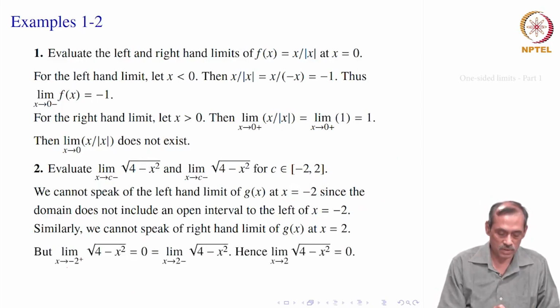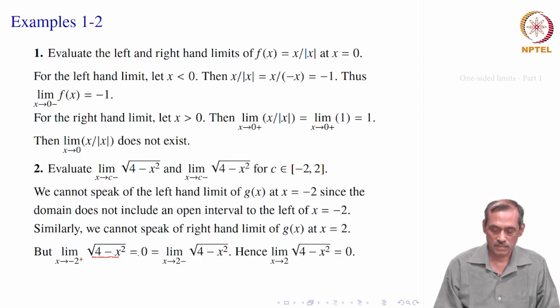Okay. So, for those cases, let us say at minus 2, what happens? Minus 2 and right side limit. There, 4 minus x square remains near 0, therefore the limit is 0. And when it is 2, we are considering the left side limit, there also the square root of 4 minus x square remains near 0. So, at 2 minus also it is 0.